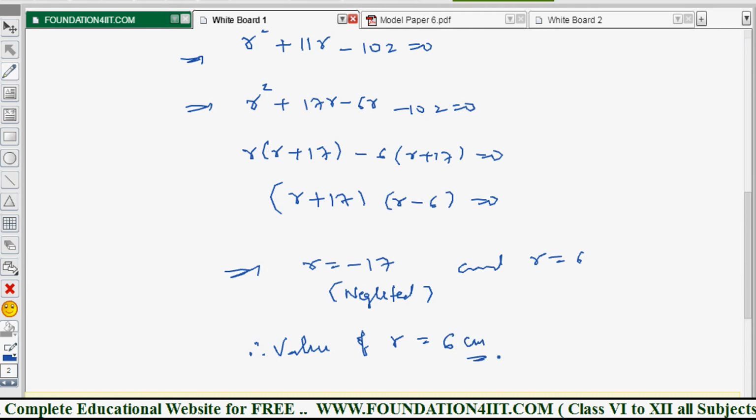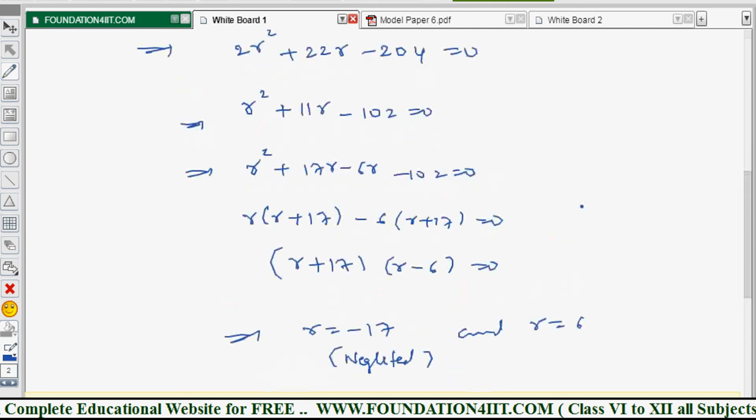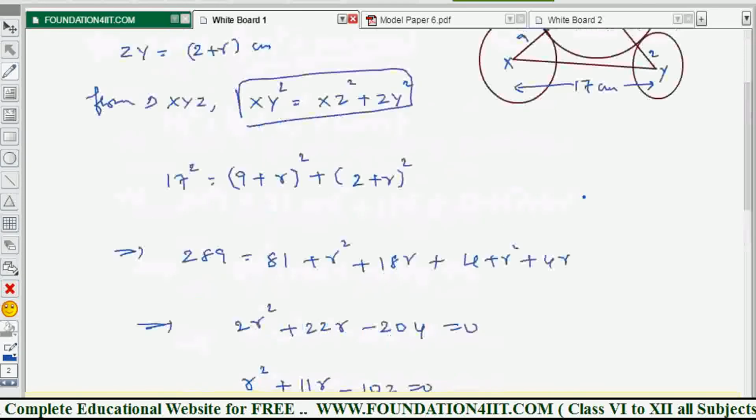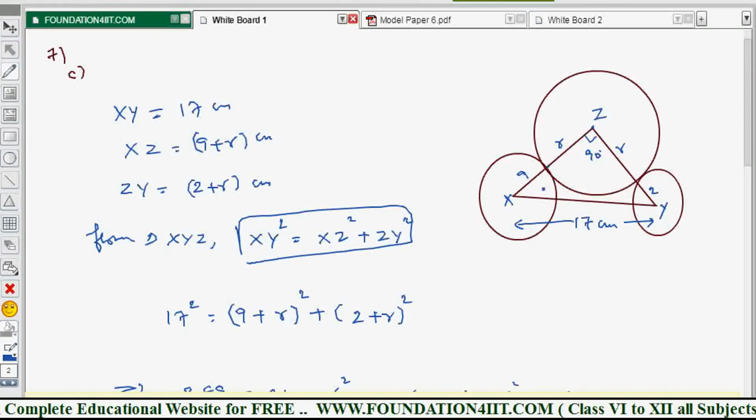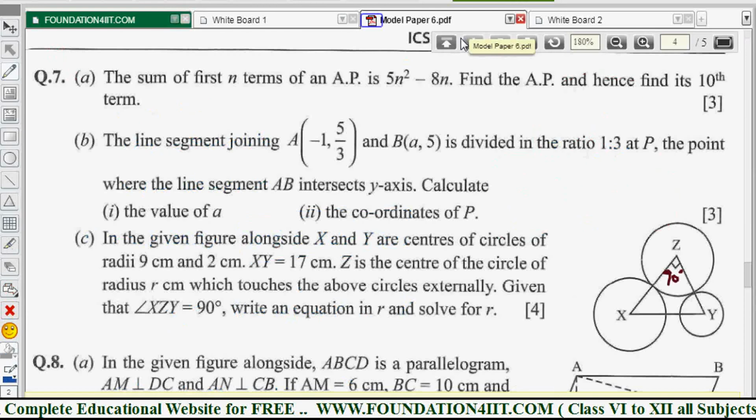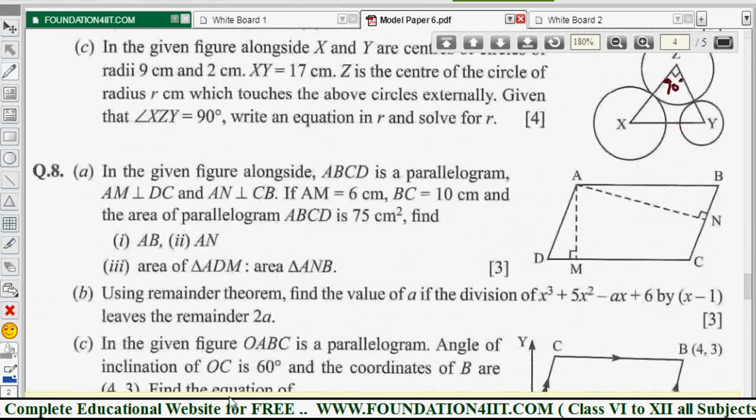Six centimeters is the value of the radius. If you can form the quadratic equation, you can solve it simply. So this is about this problem, and this is about question number 7. Now let us see question number 8 and we'll solve those problems.